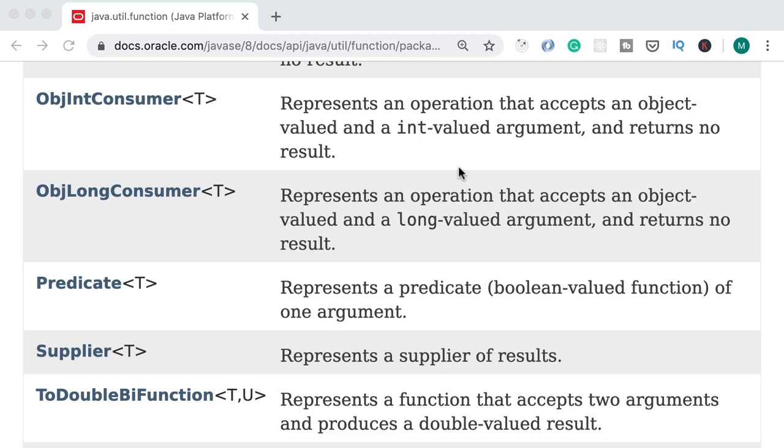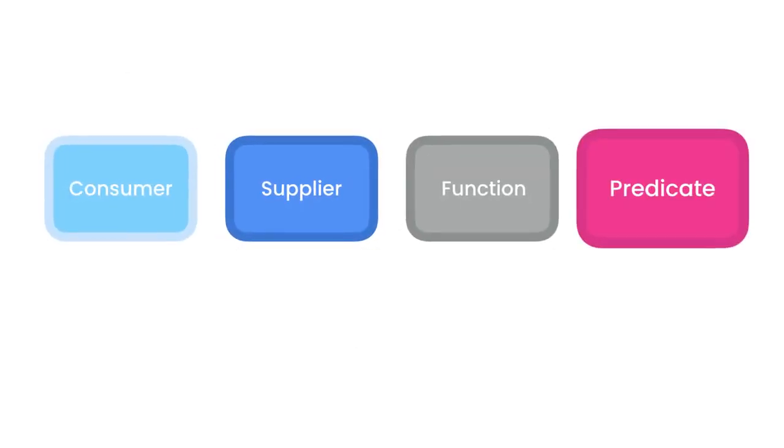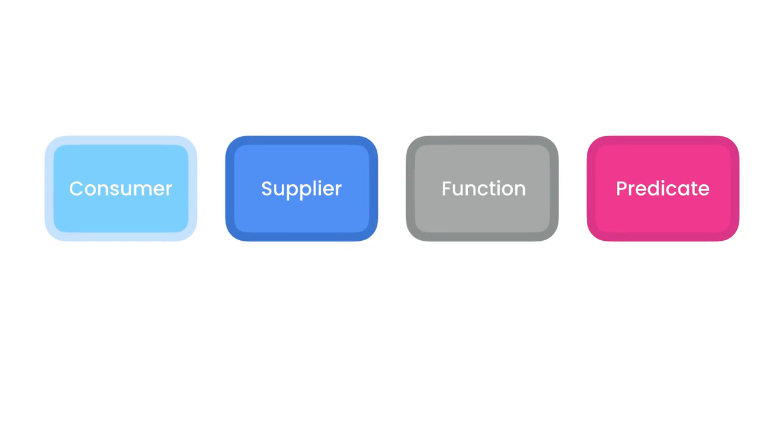We basically have 4 types of functional interfaces in Java. We have consumers, suppliers, functions, and predicates. All the interfaces you saw fall into these 4 categories. First, I'm going to give you a very brief explanation of each of these types, and then over the next few videos, we're going to study each of these in detail.